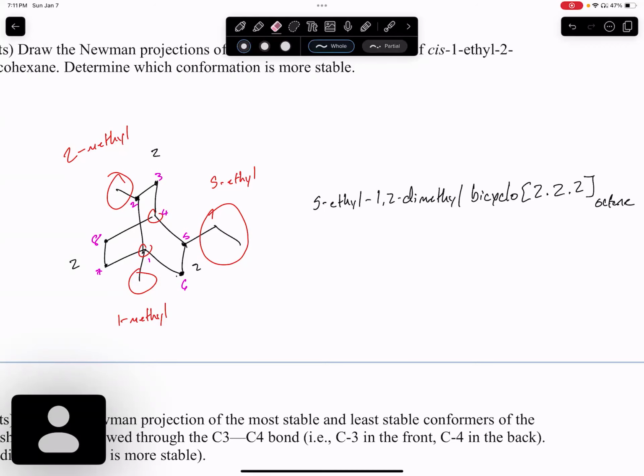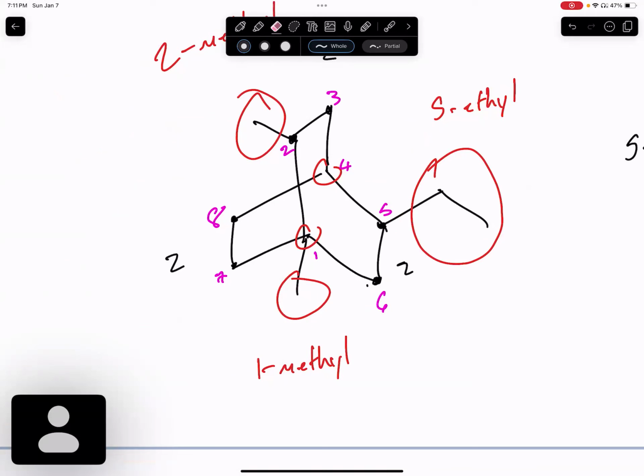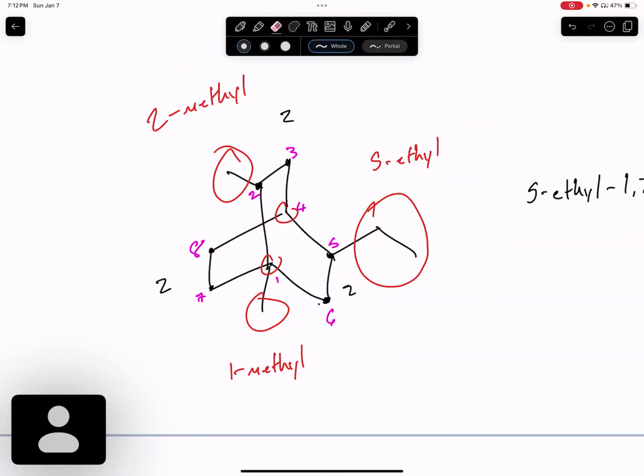Just so you know, the point is that you can also go up. If up is your longest path, you go up. In this case, it's not your longest path, but it is the one that gives you the lowest locants, 1, 2, and 5 versus 1, 3, and 6. Good? Yes. Okay.